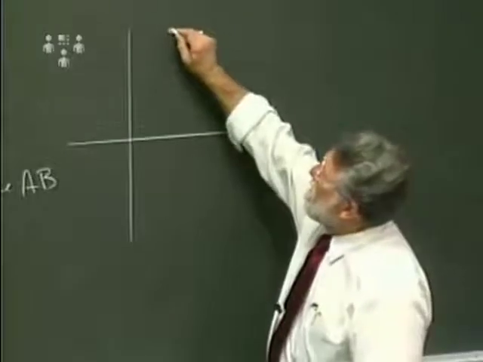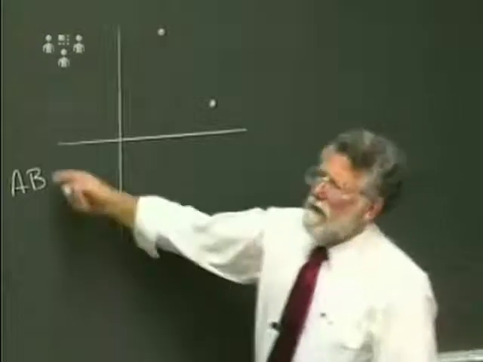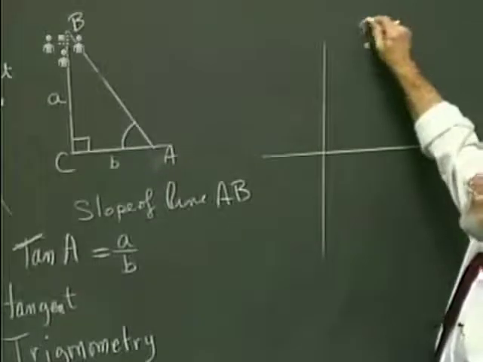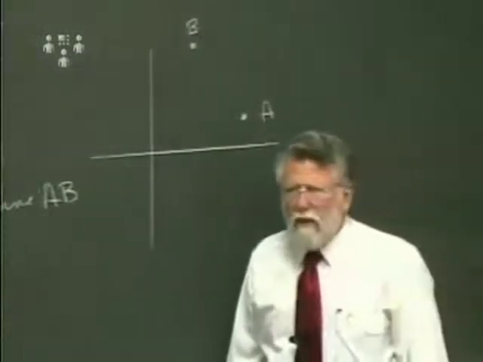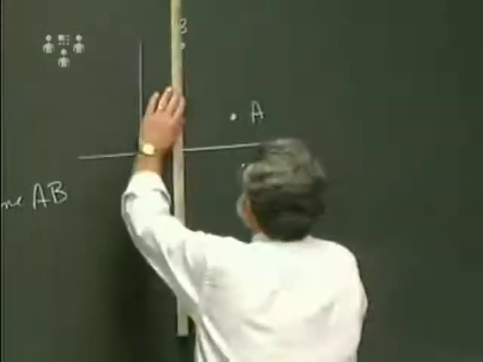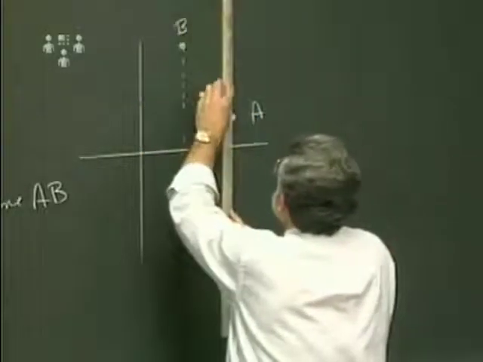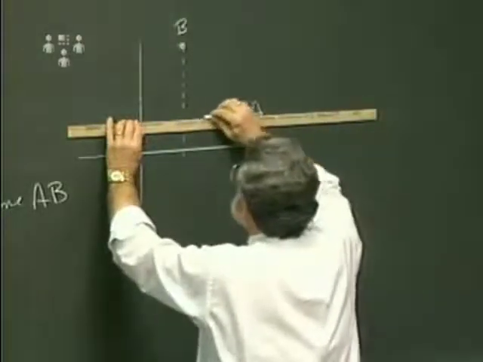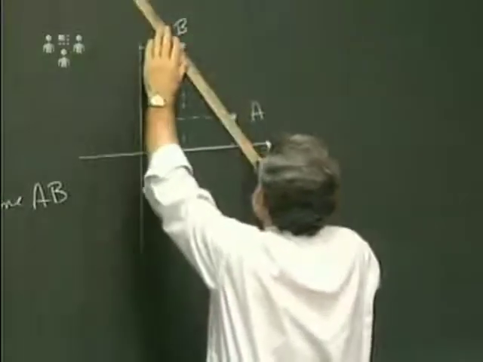I have my 2 points, just like I had over here, A and B. So this was point B, this was point A. Okay, and I want the slope of the line. If I had these 2 points, I would do something like this, coming across here, coming across here, and coming down here.